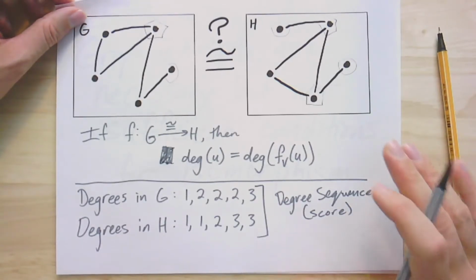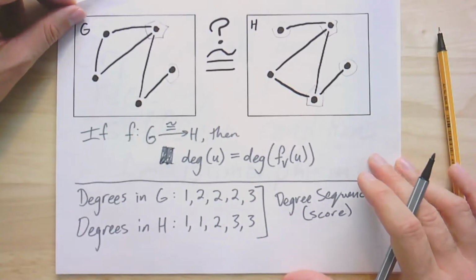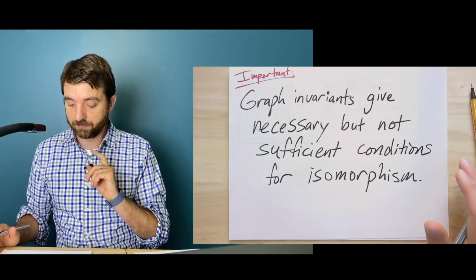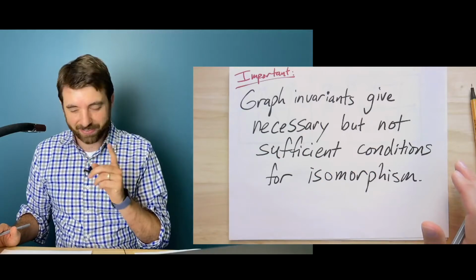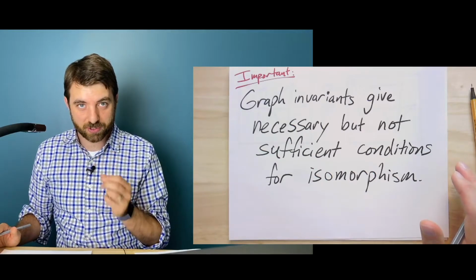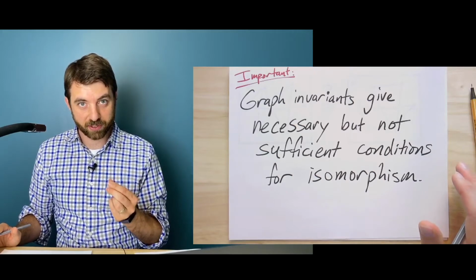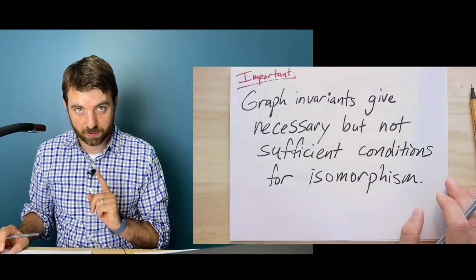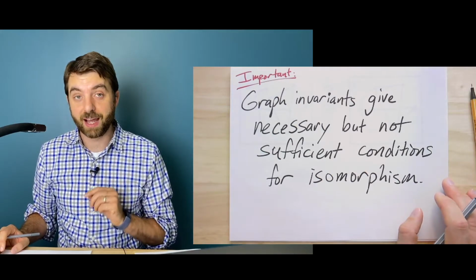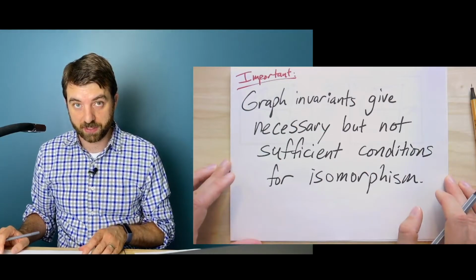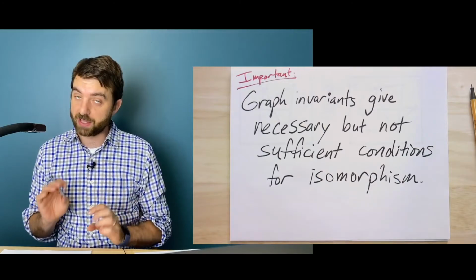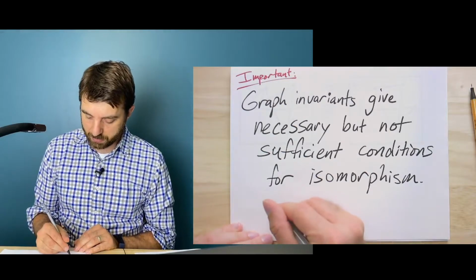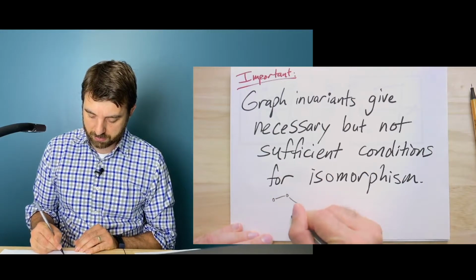At this point, we should note something really important, which is implicit in the definition, but it's something that I haven't said out loud. This is the most common mistake when first starting to look at graph invariants: people forget this important fact, that the graph invariant gives you necessary but not sufficient conditions for isomorphism. That is, if the invariants come out the same, well, that's necessary for being isomorphic, but it's not sufficient.